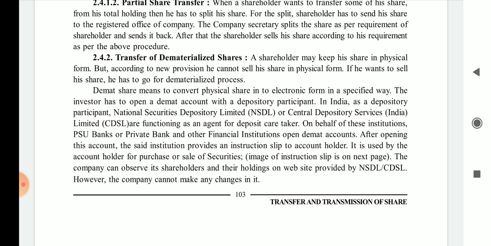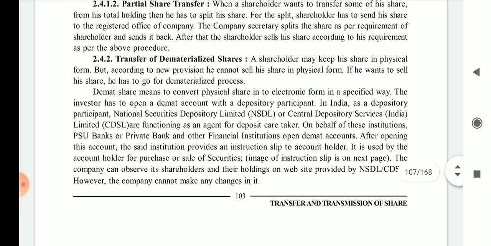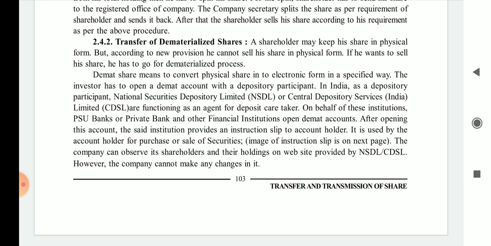These function as agents for the deposit caretaker. This may be asked in a one-mark question: in India, give the name of the depository participants which handle all the deposits and their care. So you have to write the names of the institutes, that is NSDL and CDSL. In Organization of Commerce you have learned about this topic: NSDL is the National Securities Depository Limited, and CDSL is the Central Depository Services India Limited.